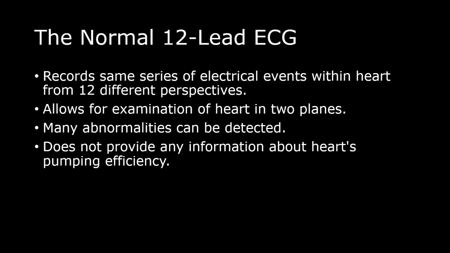So again, just one electrical conduction seen by 12 different cameras. It is so important that you understand this: it is just one conduction that is being viewed by several different areas. It allows for examination of the heart in two planes. As we discussed in a previous lecture, you've got your frontal plane, which is your standard limb leads and your augmented leads. And then you've got your horizontal plane, which is what we've just started learning about today, and that is V1, V2, V3, V4, V5, and V6.